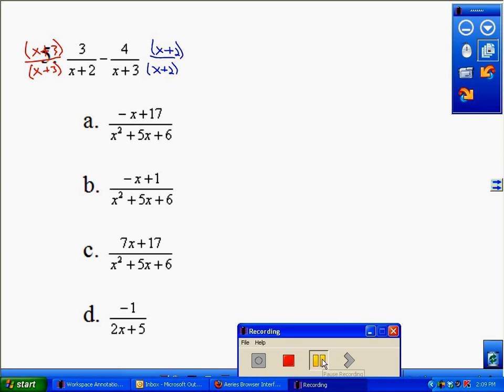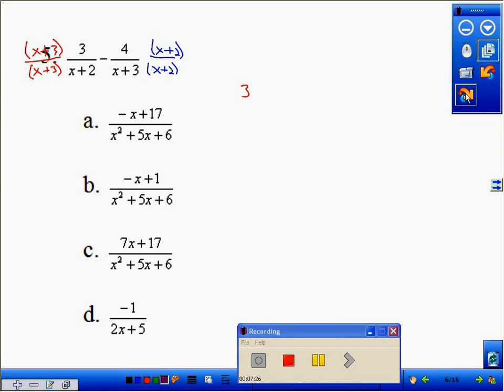So what we have to do is now distribute, right? We can distribute this 3. 3 times x is going to be 3x plus 9, good, over, when you multiply x plus 3 times x plus 2, you get x squared plus 5x plus 6. Box method or FOIL. Remember from the very beginning of the semester, that's one of the first things we did. On the right side, we distribute the 4 and we get 4x plus 8 over x squared plus 5x plus 6.